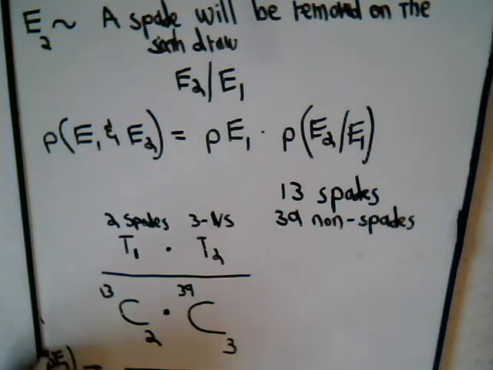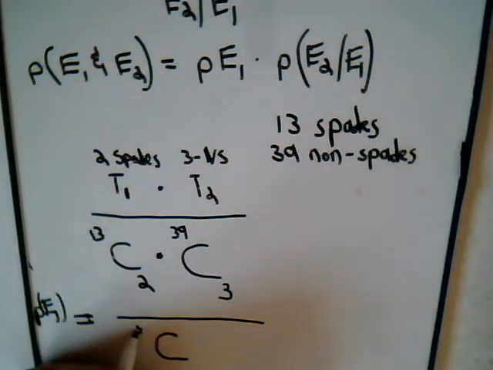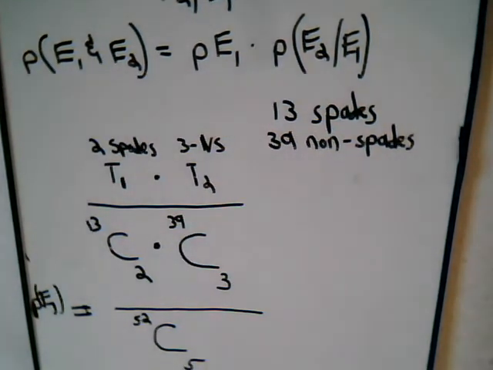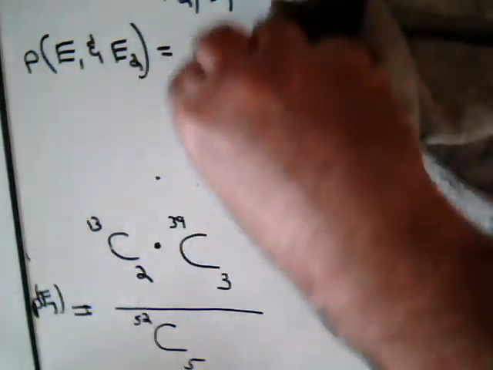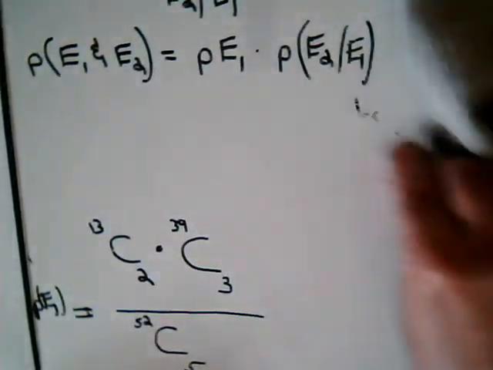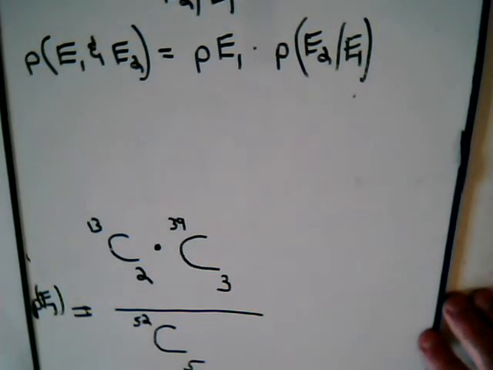Well, there are 52 cards in the deck. How many ways can we randomly select 5 of them where the order doesn't matter? That's this. So let's just tidy it up a little bit. This expression right here is the probability for the event E1 to occur.